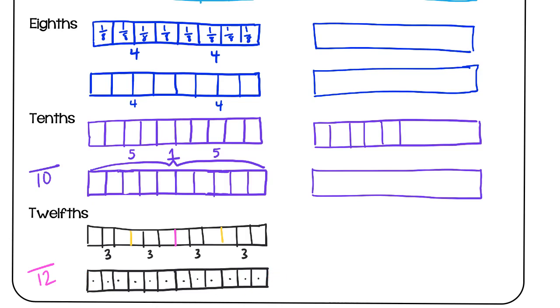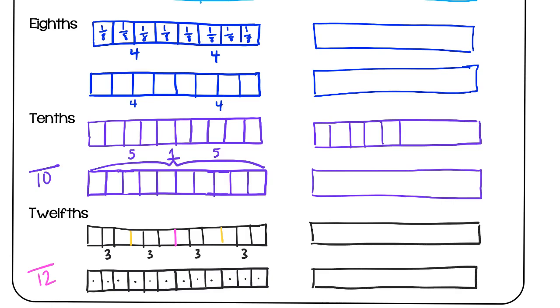Perfect. I want you to do this 2 more times. So split each whole in half. Then split each half into fourths. Then each fourth into 3 pieces.